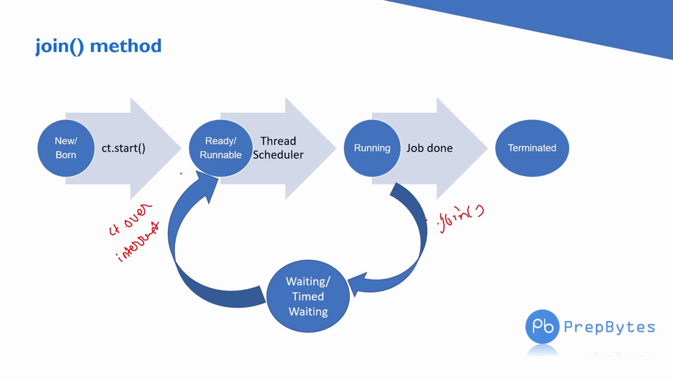What is the next point? Are there any other ways? So yes, time expired. I have just 1 millisecond, so when the 1 millisecond expires, I can again move to the ready state. Okay, so these are the three reasons: the execution of the second thread is over, interruption, and time expired. For these three reasons my thread can again go back to the ready state.